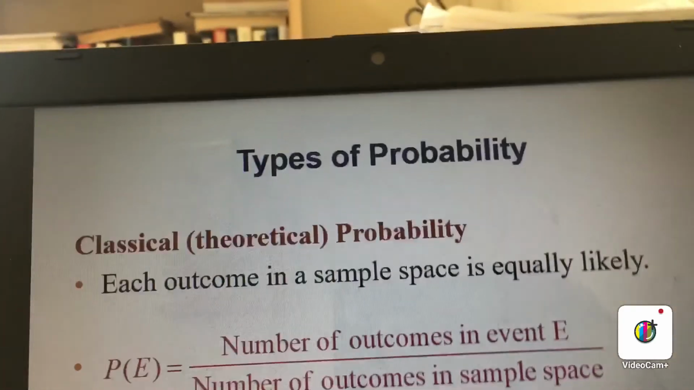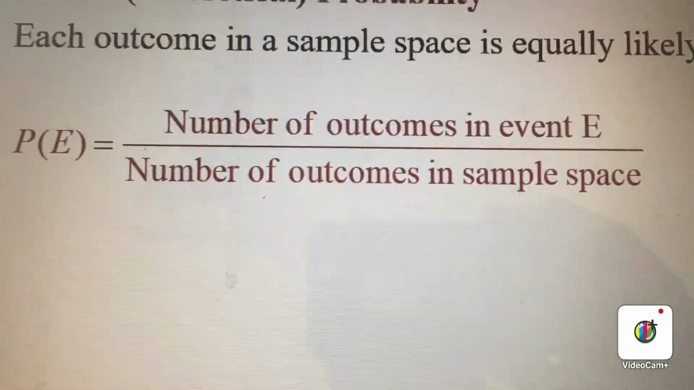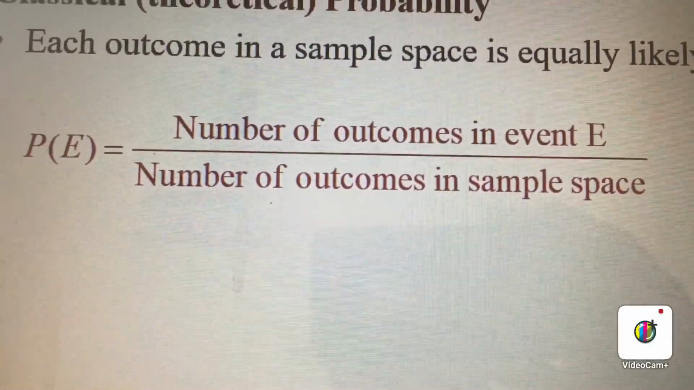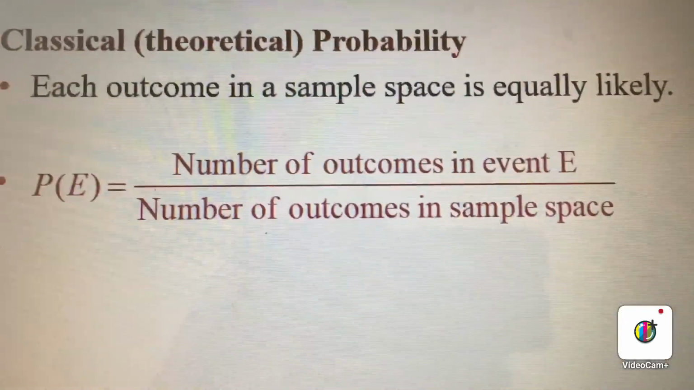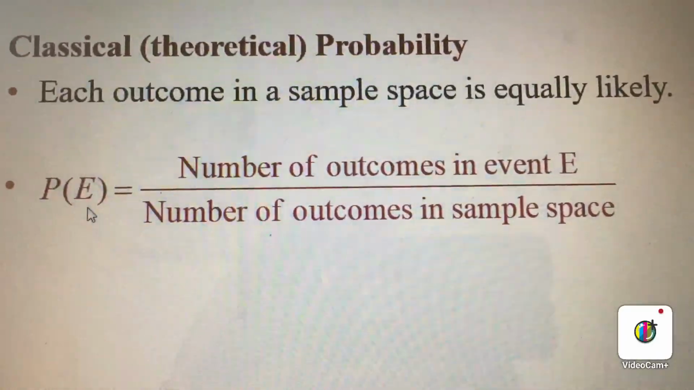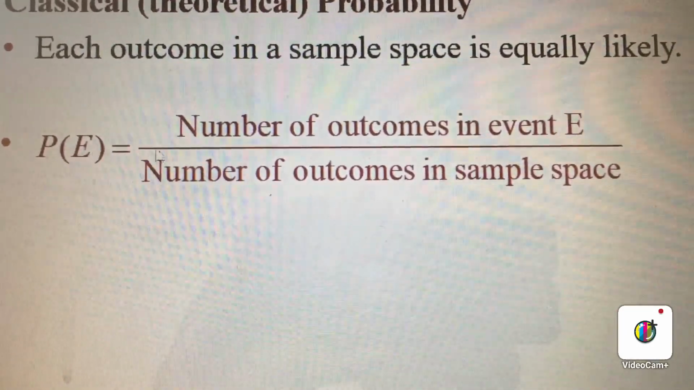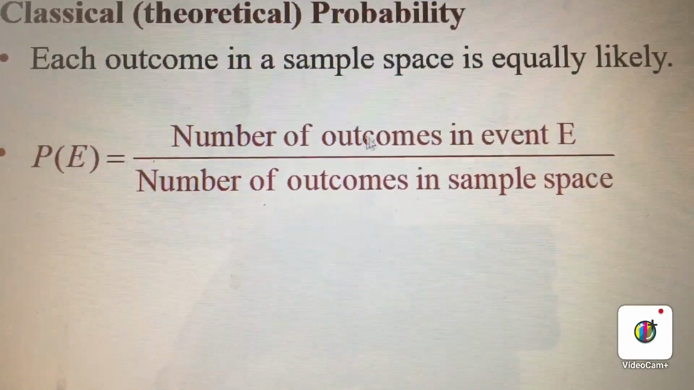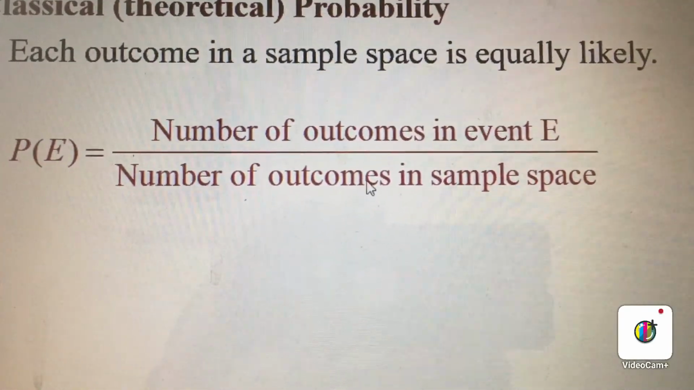For this method, we use this formula for calculating the probability of an event. Let us say that the event is E. Then the probability of this event E is the number of outcomes in E divided by the sample space. Okay?